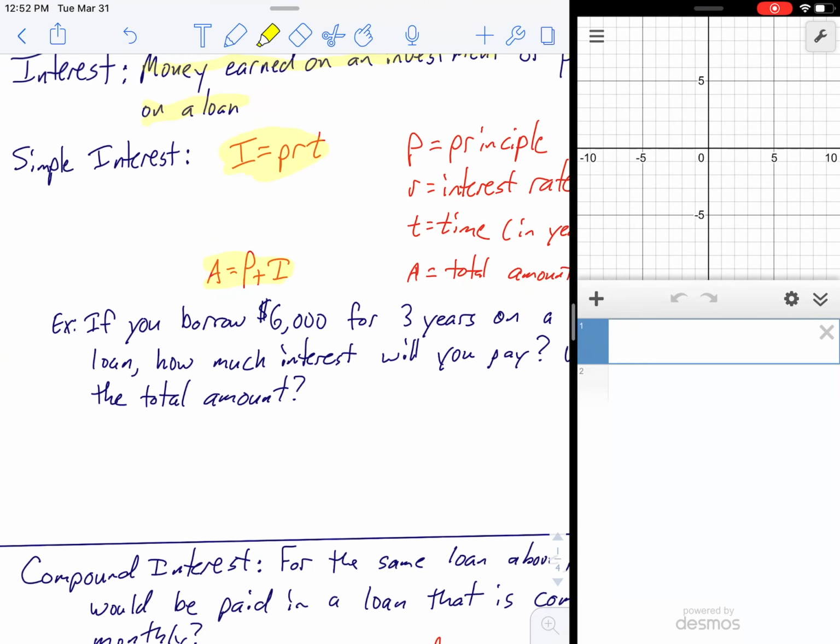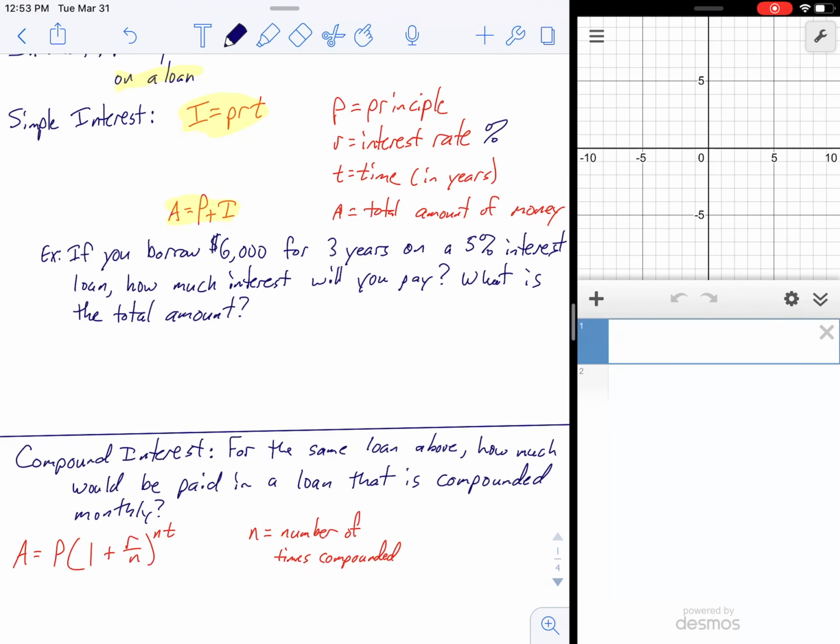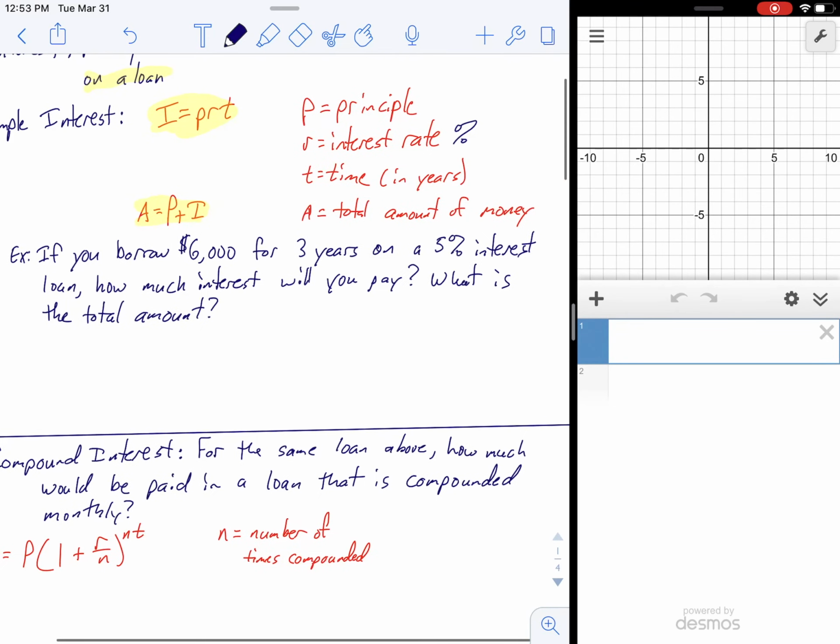So I'm going to go through a very basic example of this. Again, kind of a throwback to an earlier time in school. Like I said, probably 8th grade math, maybe 7th grade, I'm not sure. But if you borrow $6,000 for 3 years on a 5% interest loan, how much interest will you pay, and what is the total amount that you'll pay?